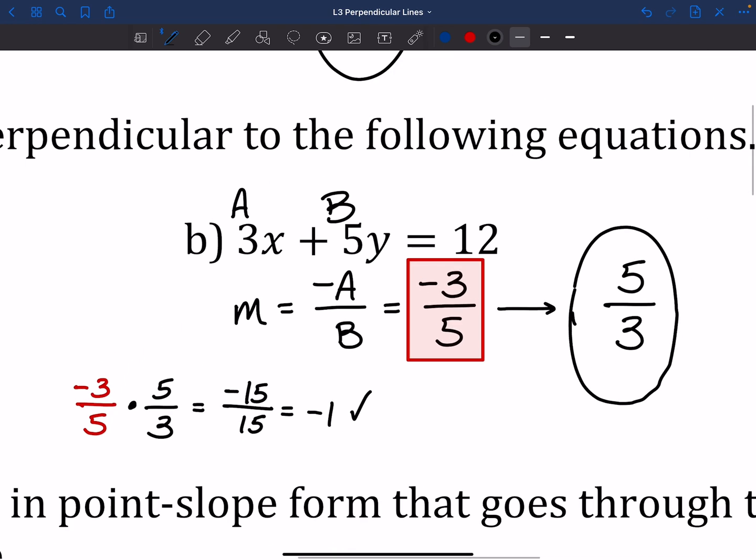You don't need to do that on every single problem. It would take you a long time to check every single one. Hopefully you get a little more confident in knowing this is what I'm looking for. But if you do want to double check, that's how I'd go about it.